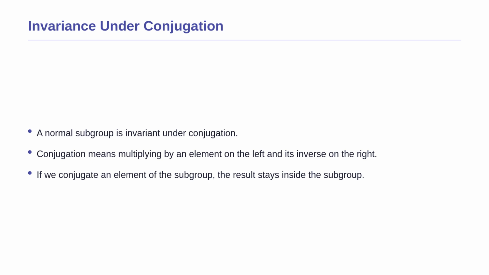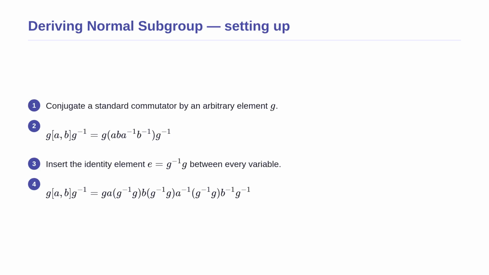To prove this, we must show that it is invariant under conjugation. Conjugation means taking an element, multiplying it by a group element on the left, and that same element's inverse on the right. If the subgroup is normal, this operation will always trap the result back inside the subgroup. Let us prove this normality property mathematically, step by step.